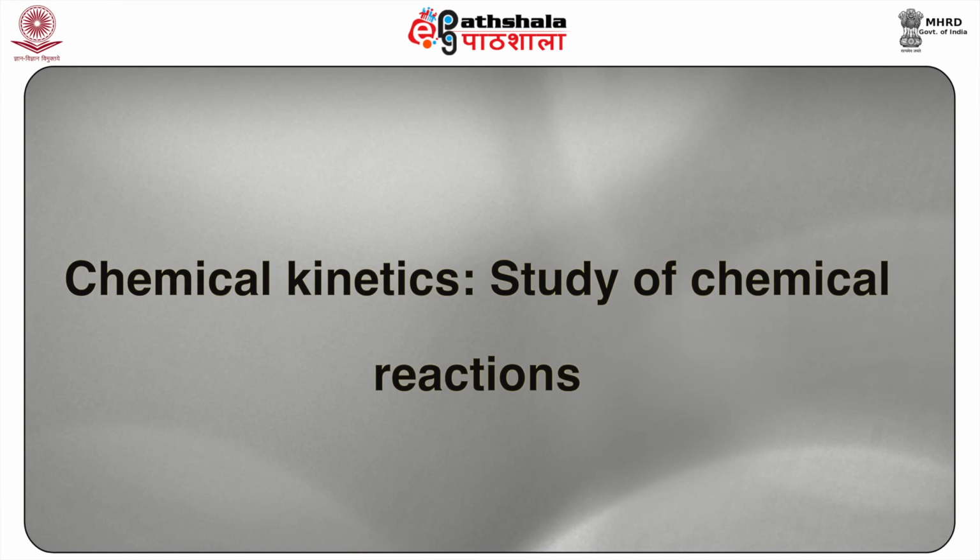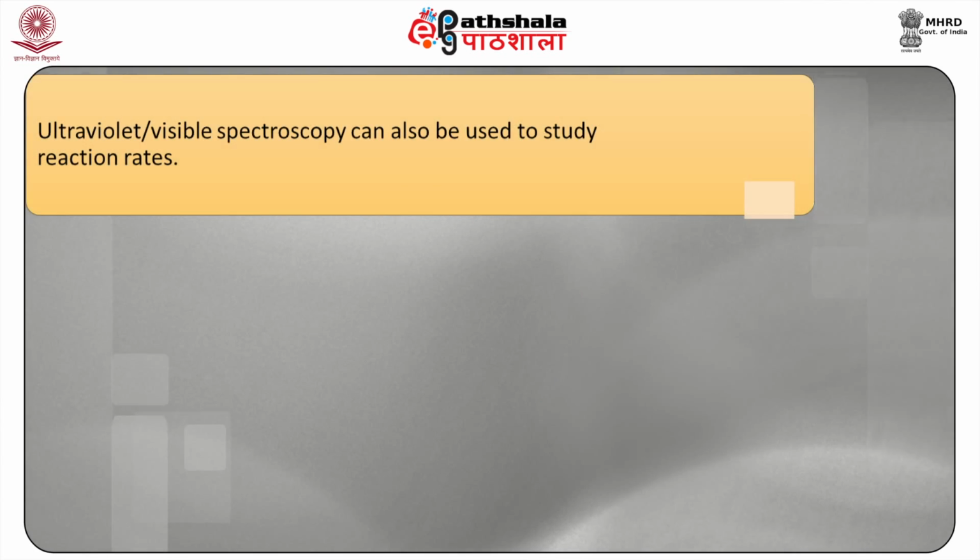Second comes the chemical kinetics, that is a study of chemical reactions using UV visible spectroscopy. UV visible spectroscopy can be used to study reaction rates. Now, how do we do that? Let's discuss this in detail.